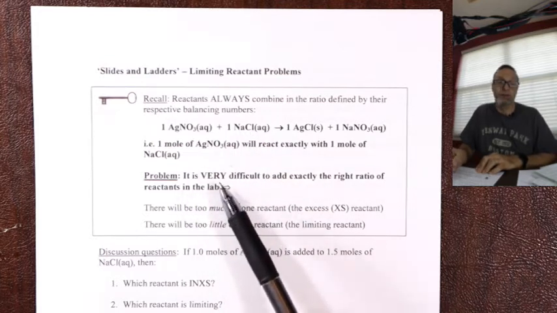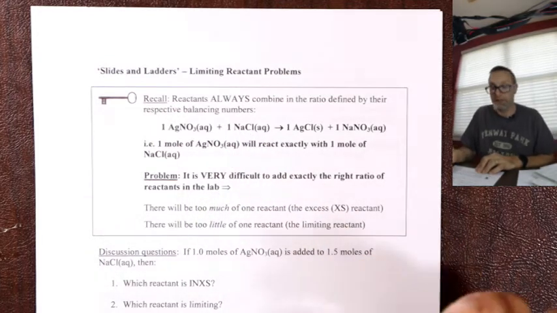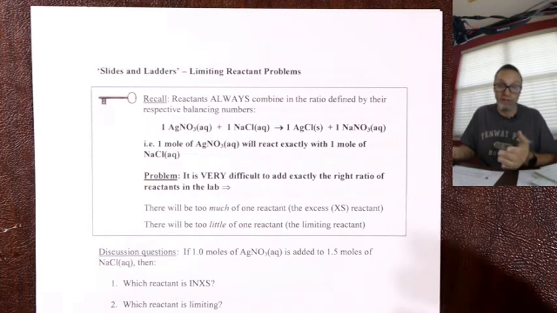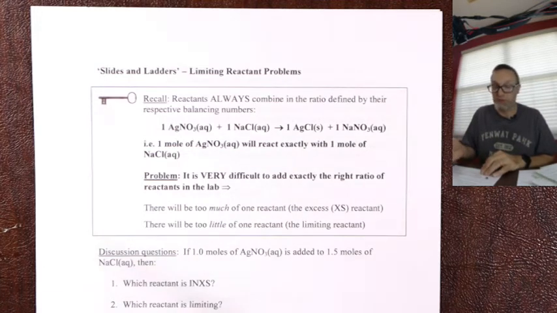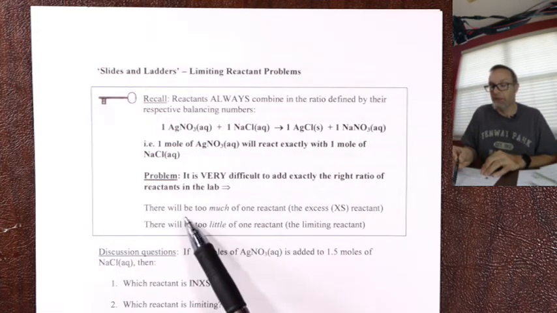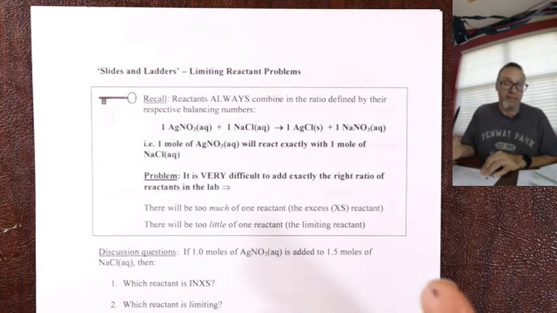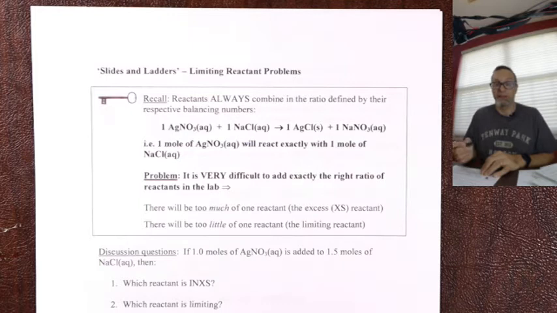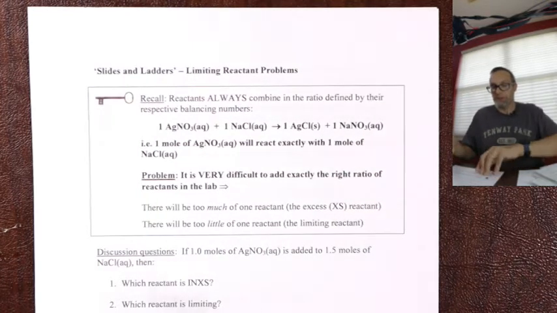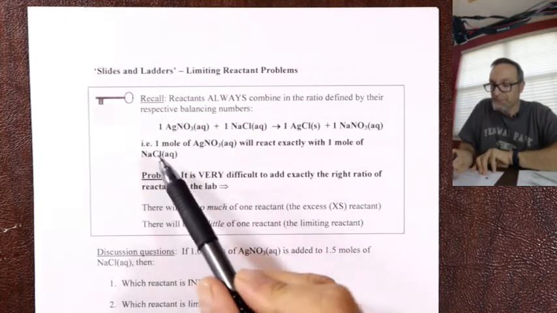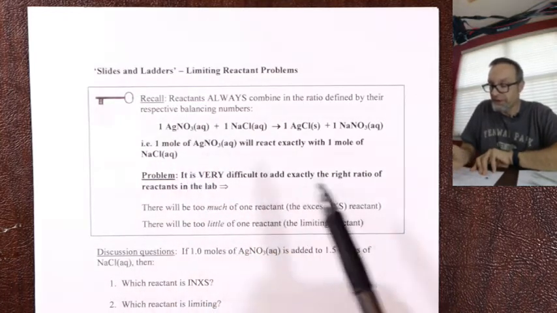However, as we know, it's almost impossible to make that happen. Just by doing the experiment, as hard as we try, we'll never get exactly 1-to-1. So by definition, there'll be a little bit too much of one, not quite enough of the other. So one will be excess, one will be limiting all the time. Let's look at this question right here.